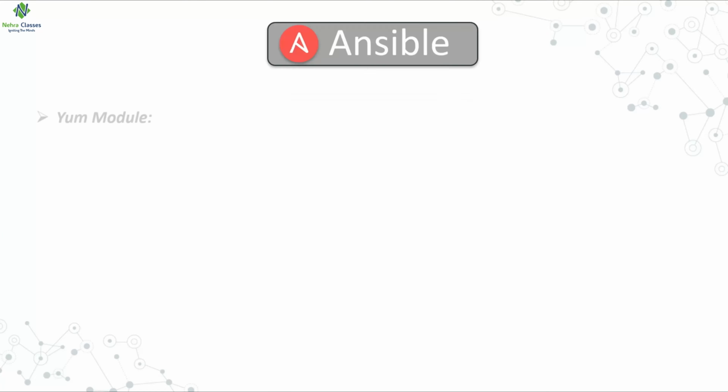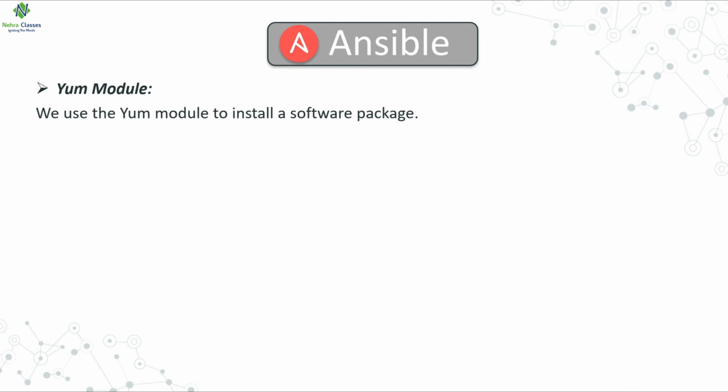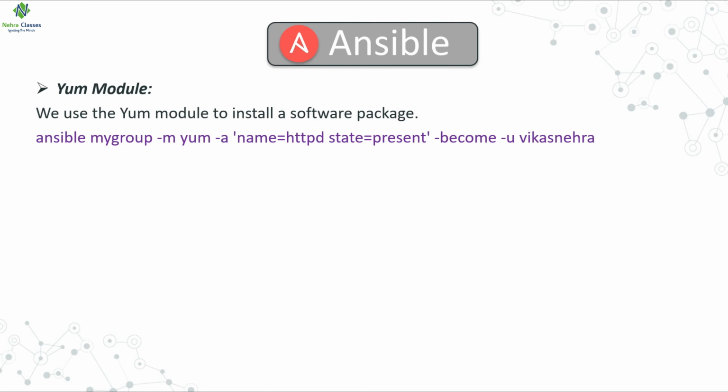The next module is the yum module. As you know, the yum command can be used to install or remove a package. In the same way, the yum module is used to install or remove a software package. And here the procedure and the syntax are the same. We mention the command ansible, after that the group name, then the yum module name with option -m, and after that the argument with option -a, and there we can define the name of the package. After that we can mention the state.